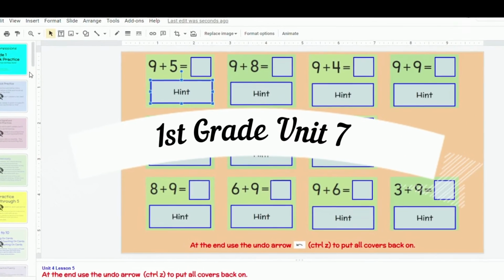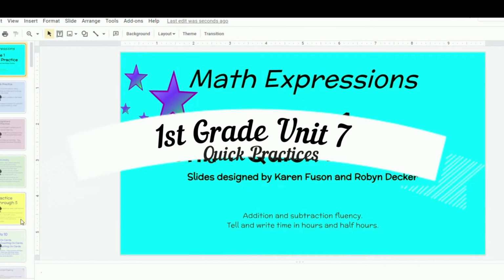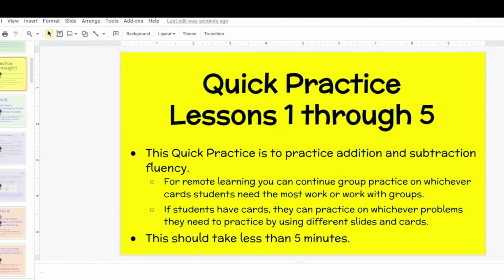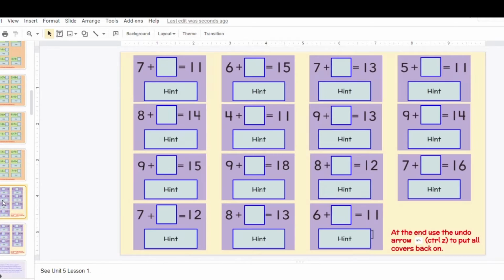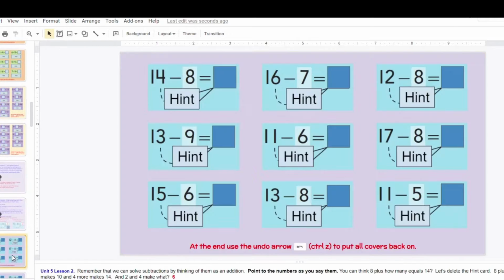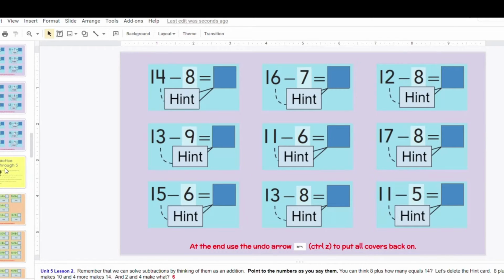All right, quick practices for grade 1, unit 7. We're going to do a lot of review. For lessons 1 to 5, we're going to review with our orange slides and then this beige colored background. You have your purple slides, and then you get to lesson 2.